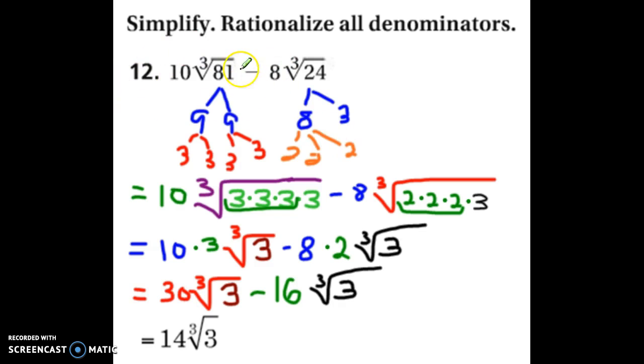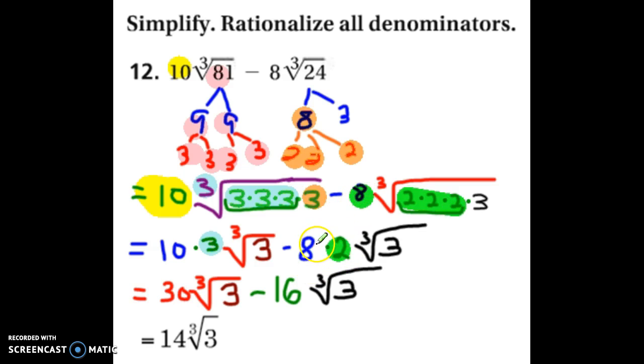In problem number 12, I am going to subtract. I notice right away I could factor 81 to 9 times 9. And then 9 factors to 3 times 3. I can factor 24 to 8 and 3, and then 8 to 2, 2, 2. So 10 is not under the radical, it stays not under the radical. My index is 3, I'm looking for sets of 3's to come out. That's how I got that 3. This 3 stays under the radical. And then I have a set of 2's that came out. That's how I got that 2.